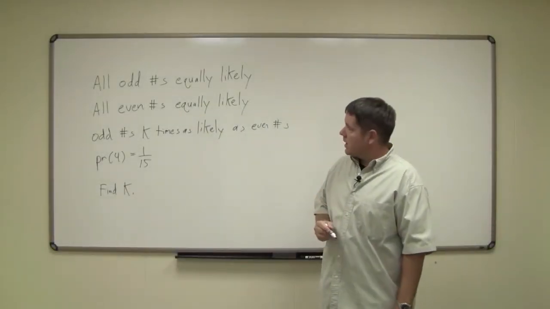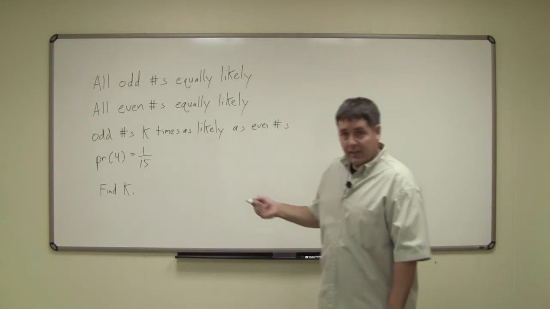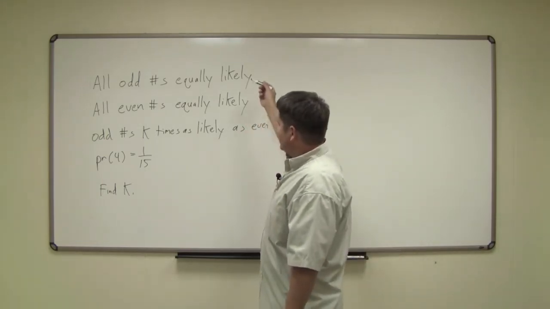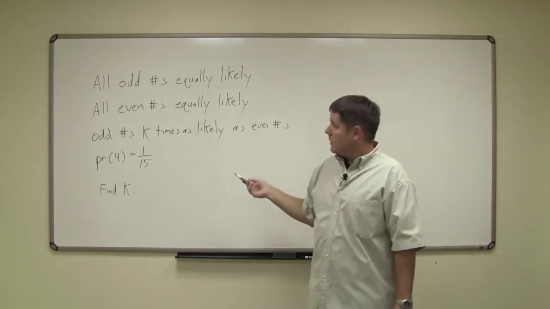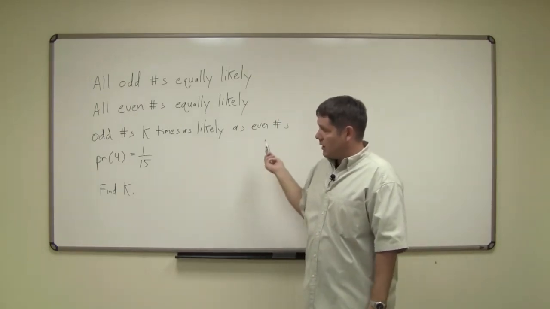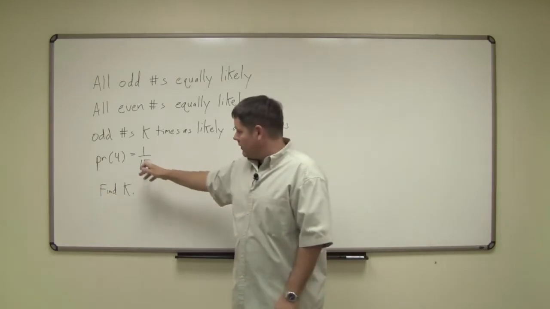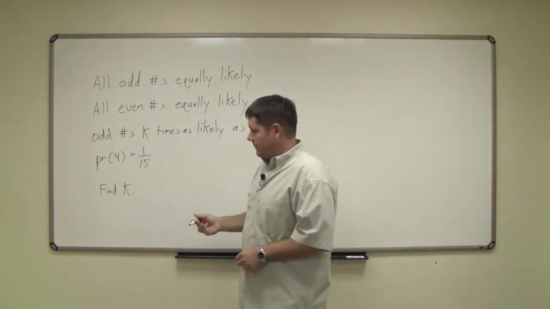This problem starts by telling us that we have a weighted die, and that on that weighted die, all odd numbers are equally likely, all even numbers are equally likely. Odd numbers are k times as likely as the even numbers, and then we're given the probability of the number 4 is 1 over 15.